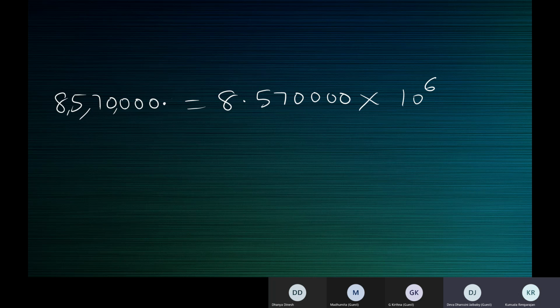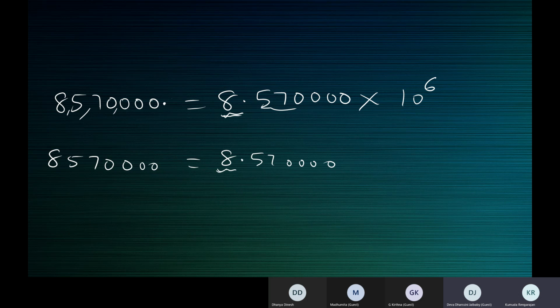8 point. The whole number is what is important. After the decimal, what is there is not important. We made it 8. The number is 8571234. And we have made it 8.57. 8 is the whole number. We have reduced the value. So positive power. What is the power? From here, 1, 2, 3, 4, 5, 6. So positive 6. Correct? Yeah, ma'am. Now I understand.